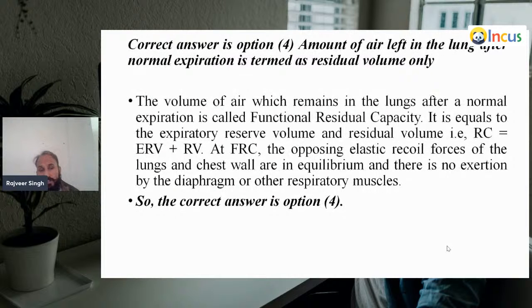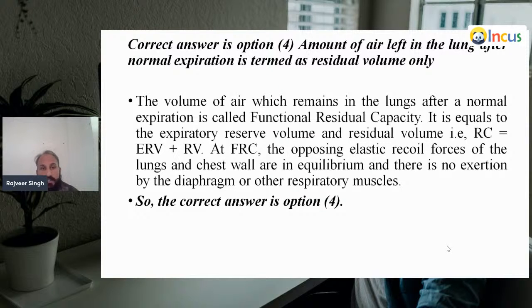Why is this statement wrong? You should know that the volume of air which remains in the lungs after normal expiration is known as the FRC, functional residual capacity, right? It is equal to the expiratory reserve volume plus the residual volume, so FRC is equal to ERV plus RV.